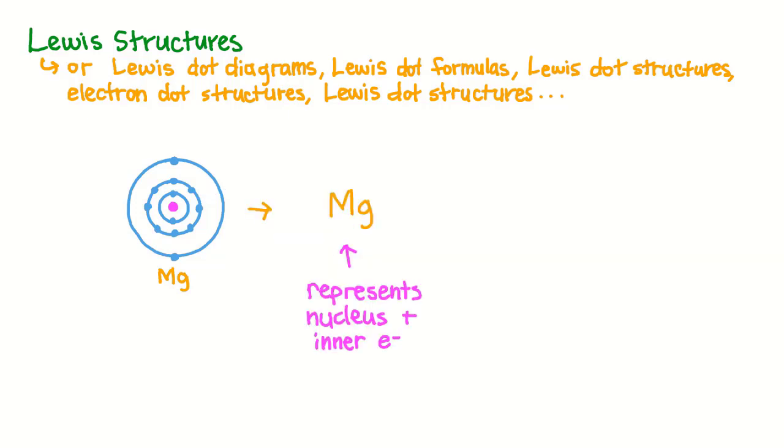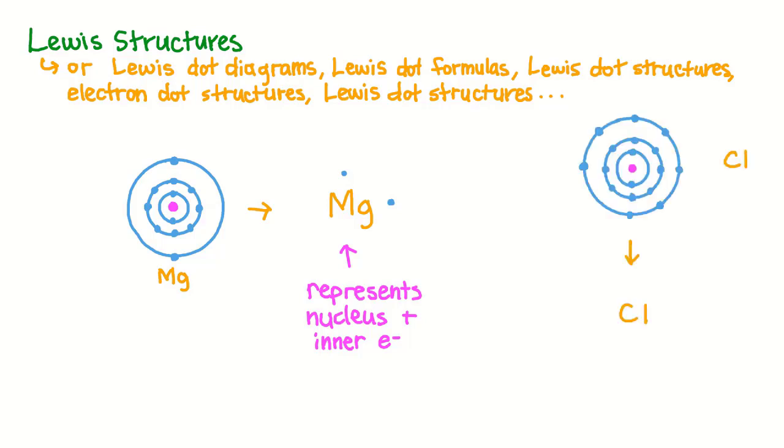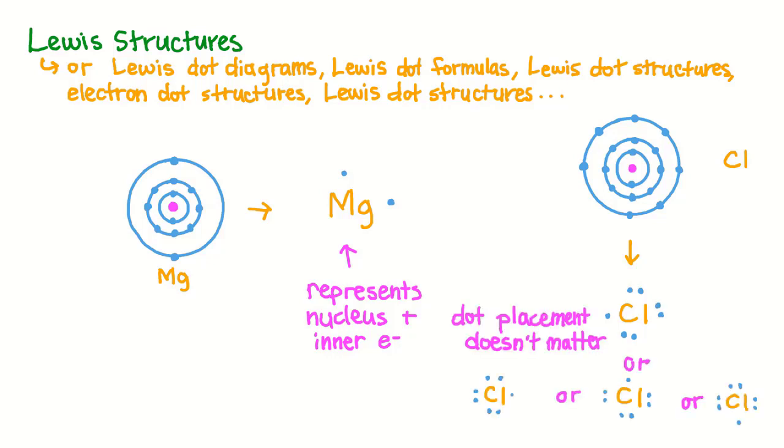So to draw a Lewis structure, we'll first write the element symbol of the atom or ion, which will represent both the nucleus and the inner electrons. Then we'll indicate the number of outer or valence electrons with dots. We'll place 1 dot at a time on each side of the element symbol until we run out of valence electrons. If the atom has a lot of valence electrons, once there is 1 electron on each side of the element symbol, we'll pair up the electrons and continue around until we run out of valence electrons. The dot placement here isn't important, just that we place 1 on each side before pairing them up.